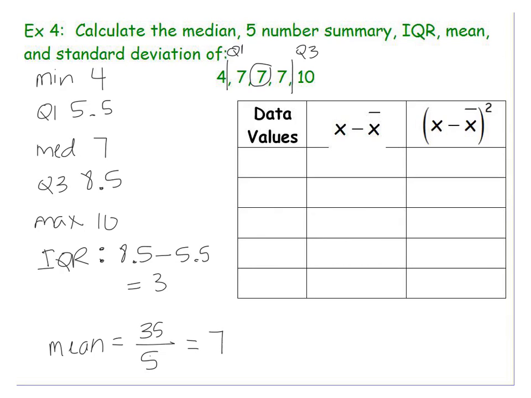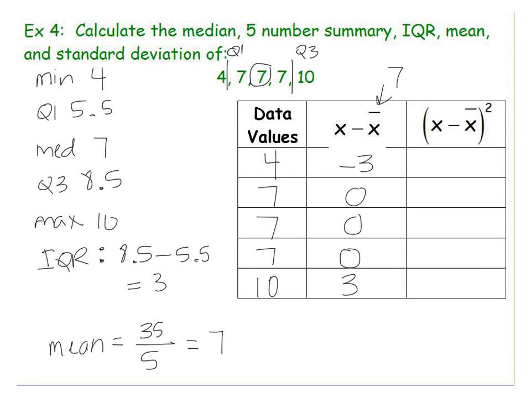Now we're going to move over to this table. Step number 2 says, take each original data value and subtract the mean. Well, to fill in this table, I'm going to start by writing down the data values. 4, 7, 7, 7, 10. So this next column is step number 2. Take each x value and subtract the mean, which is 7. So 4 minus 7 is negative 3. 7 minus 7 is 0. Again 0. Again 0. And 10 minus 7 is 3.